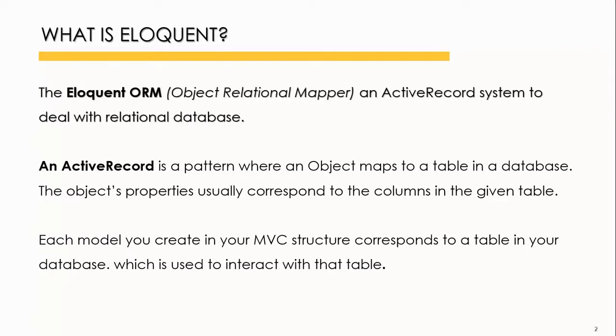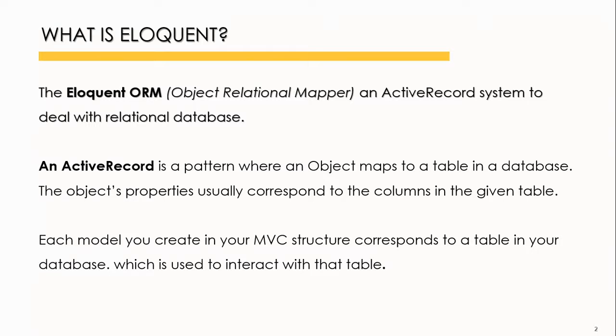Welcome back. In this lecture we're going to look at Eloquent, a brief introduction to understand Eloquent and Eloquent relationships. So what is Eloquent? Eloquent, the ORM, Object Relational Mapper, is an active record system to deal with relational databases.